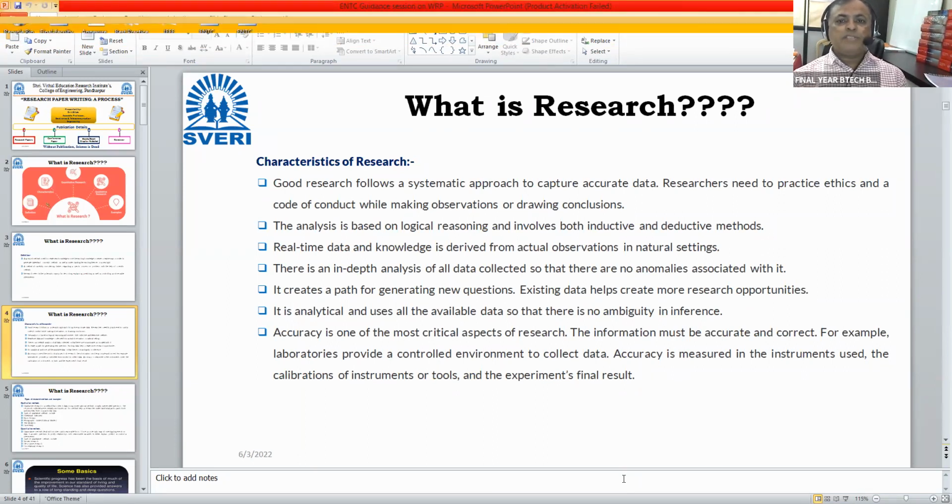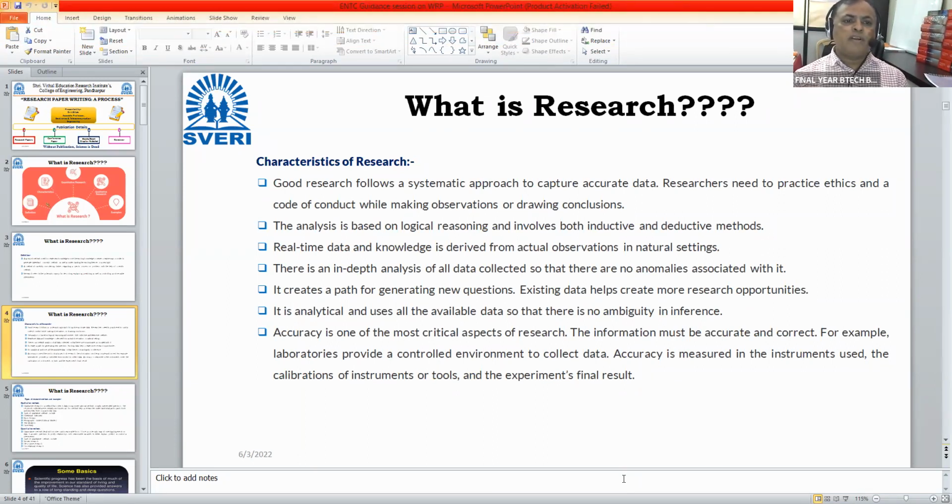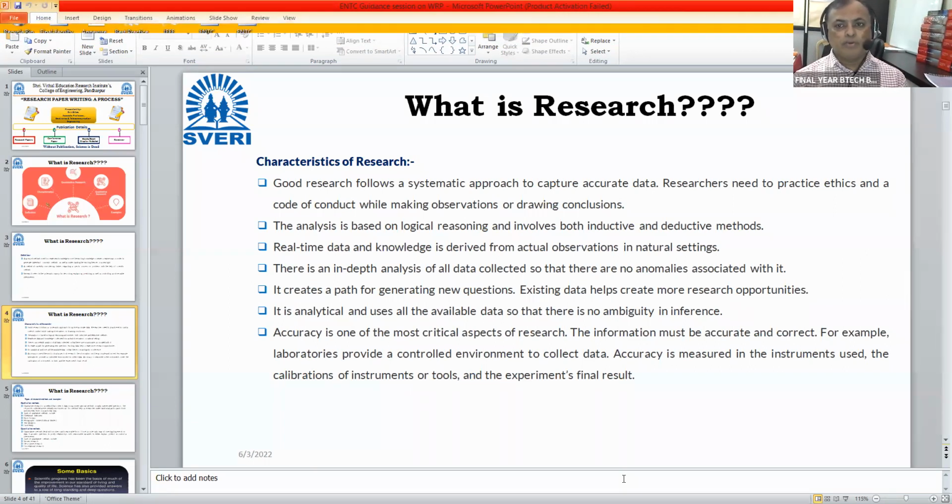Researchers need to practice ethics and code of conduct while making observations or drawing conclusions. Yes, obviously, you have to keep ethics into the picture as well as code of conduct.